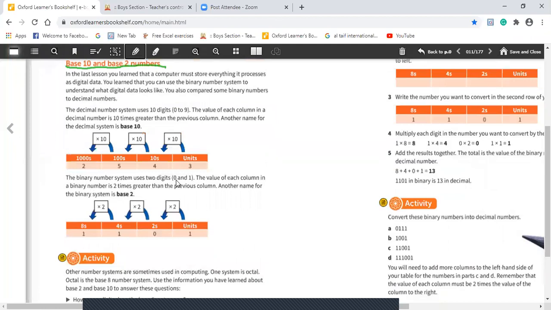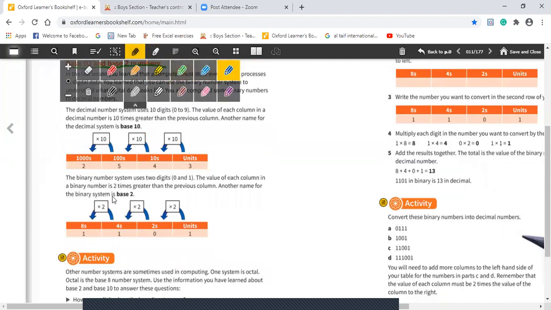Base 2, 0 and 1. Base 2 means multiply by 2. Okay, look over here, very easy. Base 2 means multiply by 2. The number is like this, 10110. From this column to this column, you have to multiply by 2. It will be 2, multiply by 2, 4, multiply by 2, 8.